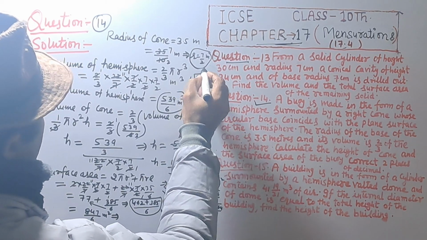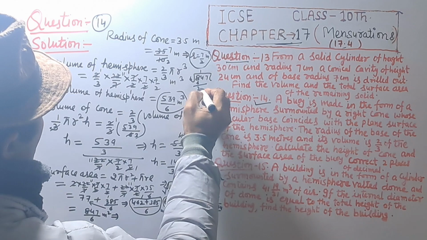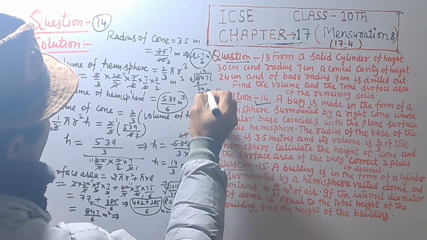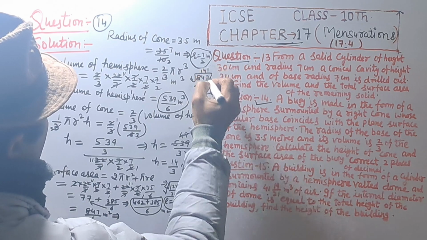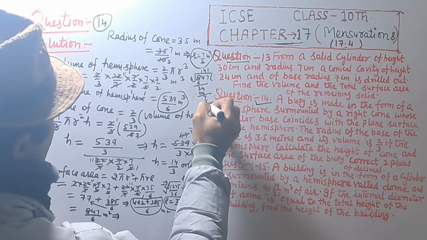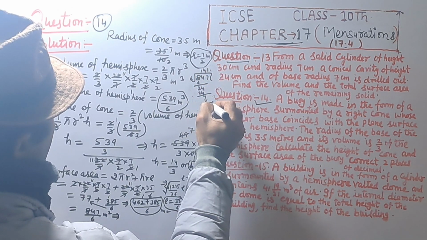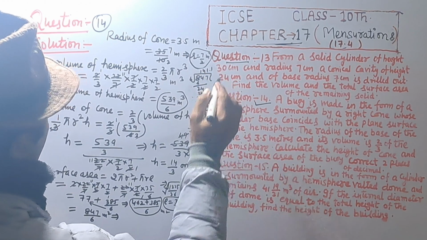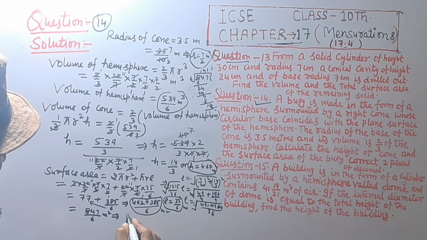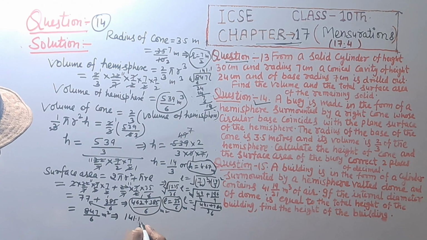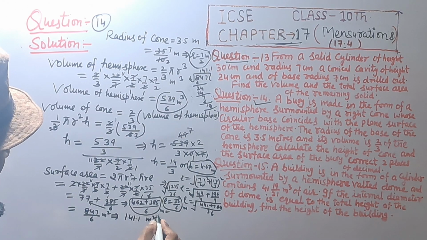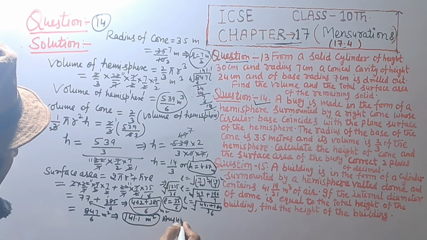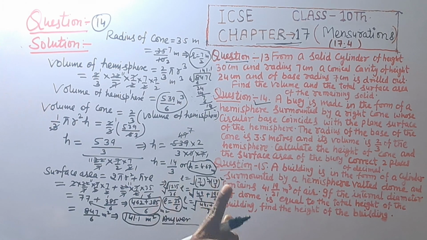847 divided by 6. 6 ones are 6, 2, 4. 6 fours are 24, 7, 6 ones are 6, 1.0, 6 ones are 6, and so on. That is equal to 141.1 meter square. Answer.